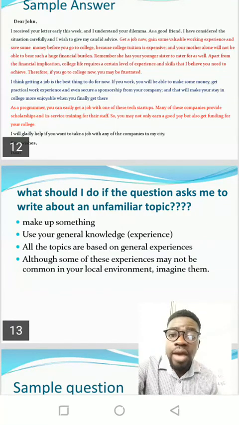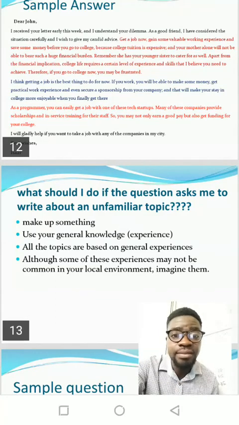Dear John, I received your letter early this week, and I understand your dilemma. As a good friend, I have considered the situation carefully, and I wish to give my candid advice. Get a job now, gain some valuable working experience, and save some money before you go to college. Because college tuition is expensive, and your mother alone will not be able to bear such a huge financial burden. Remember, she has your younger sister to cater for as well.